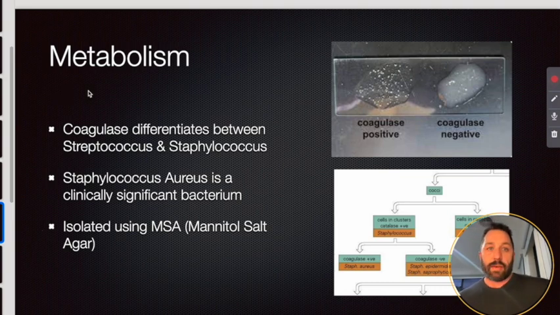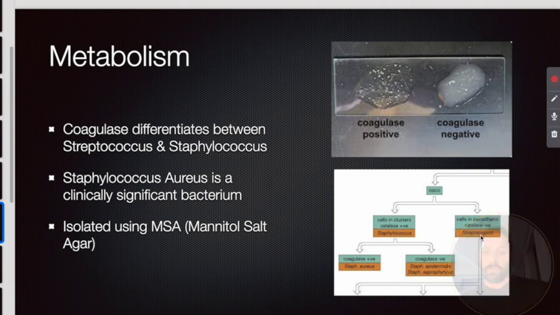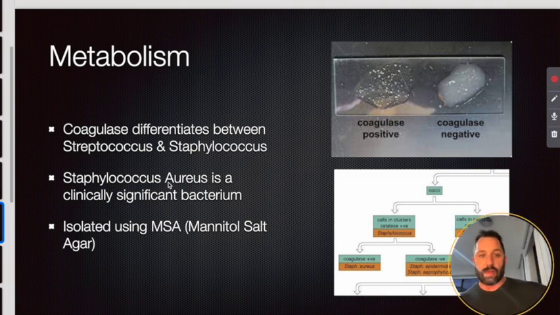We can also look at metabolism. So I spoke about this earlier. We can select for catalase because it allows us to differentiate between a streptococcus or a staphylococcus, particularly when we're looking at Staph aureus, or the methicillin resistant, the MRSA. It's a clinically significant bacteria. We want to be able to put it on a plate and check for whether that's there. And you can't do that with catalase on its own. So we need a mannitol salt agar plate.